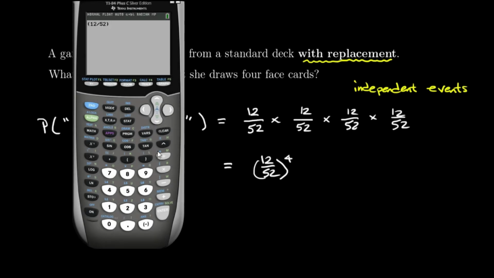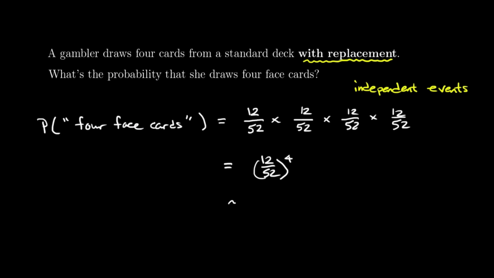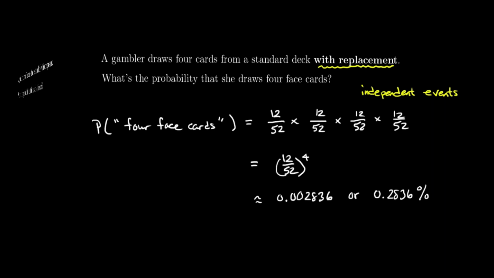So 12 out of 52 to the power of 4, multiplied by itself 4 times. And then we realize that's not terribly likely, but I guess we could say it's 0.002836 in decimal form. Or we could multiply that by 100 and say that is less than a percent, 0.2836%. So we're roughly 1/4% there. It's not extremely likely to get 4 face cards in a row.